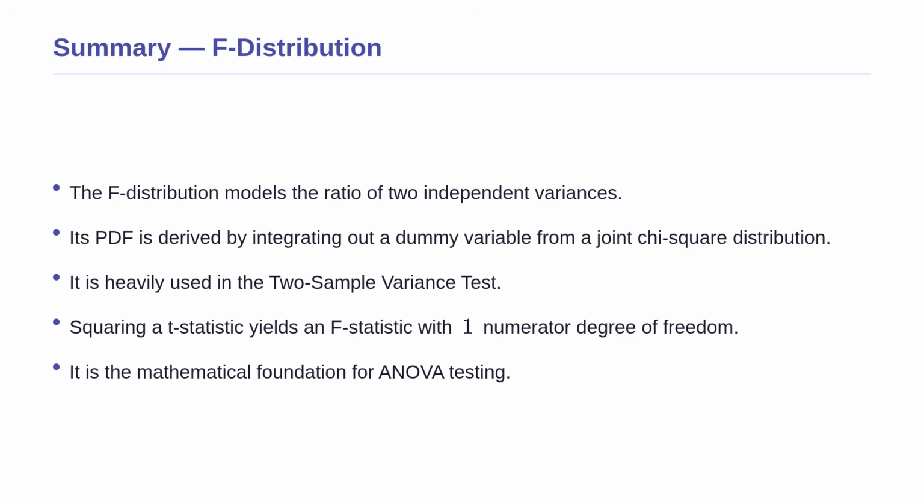We learned that the F distribution provides the exact mathematical probabilities for the ratio of 2 independent variances. We successfully derived its complex probability density function by starting with 2 independent chi-square variables and using calculus to integrate out the unwanted variable. We saw how it is practically applied in the 2-sample variance test to compare consistency. We also uncovered its beautiful connection to the t-distribution. You have now covered the full topic, understanding one of the most powerful tools for analyzing variability in the real world.